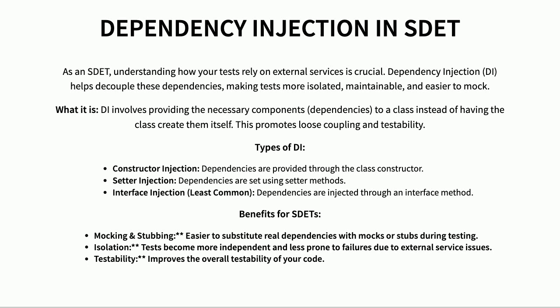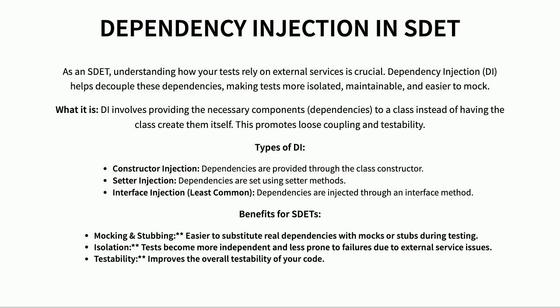There are a few ways to do this: constructor injection, where you pass dependencies through the class's constructor; setter injection, using setter methods; and interface injection, which is less common. The key takeaway is that dependency injection makes tests much easier to write, isolate, and maintain, especially when dealing with complex external systems.